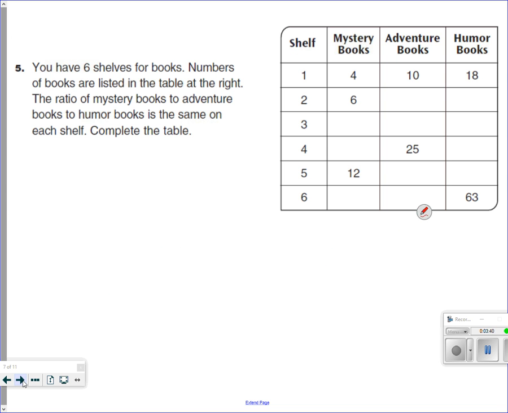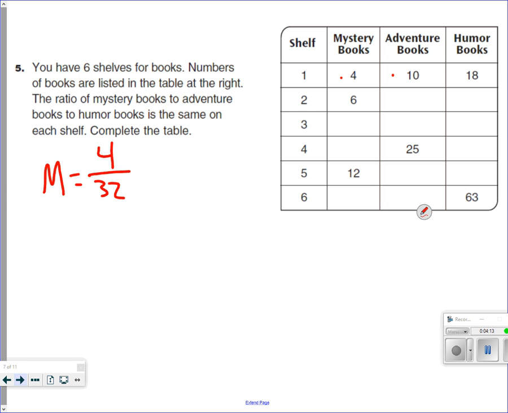Next problem. You have 6 shelves for books. Numbers of books are listed in the table at the right. The ratio of mystery books to adventure books to humor books is the same on each shelf. Complete the table. So we have to find out what the ratio is for each one of these. So watch closely here. On this first shelf, I have 4, 10, and 18. I'm going to write an M for mystery books. If I add those all up, I have 32.